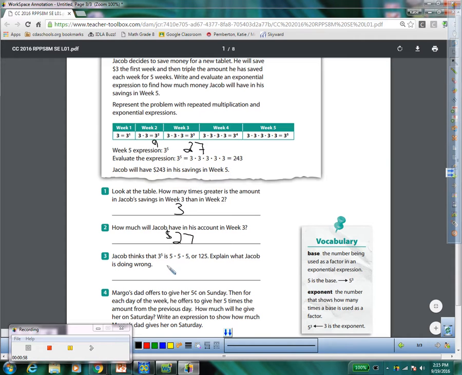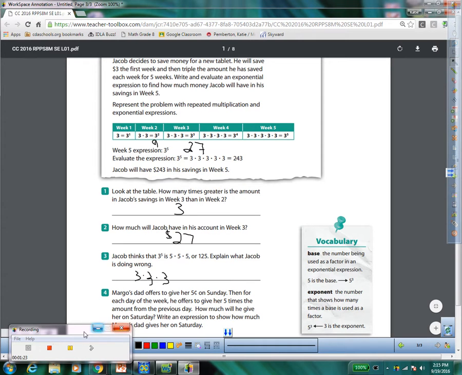Okay. Jacob is thinking that 3 to the 5th is 5 times 5 times 5, or 125. What is he doing wrong here? Well, careful. Remember we talked about base and exponent today. 3 is the base, so really it's going to be 3 times 3 times 3, which is 27, not 5 times 5 times 5. Okay?